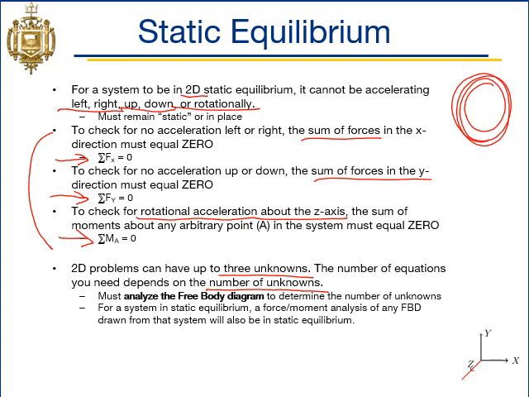So you analyze the free body diagram to determine the number of unknowns, and then we're going to do an analysis of all the forces in that system to determine whether it's in static equilibrium or not, or what the conditions of static equilibrium are, right? What are the forces required to put this system in static equilibrium? So we analyze the free body diagram.